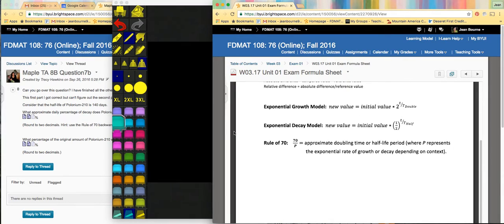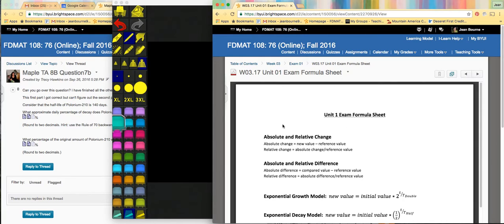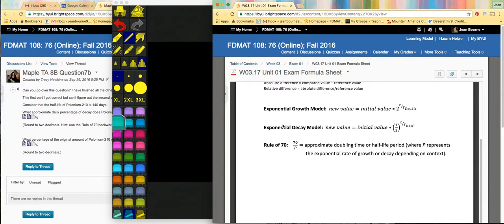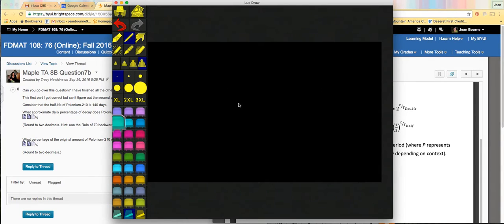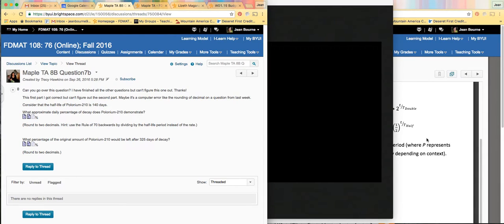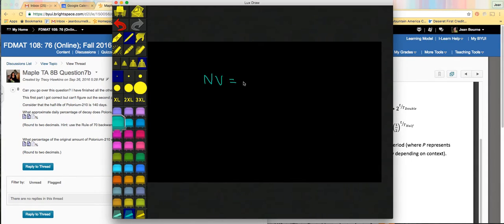For the second part, I'm going to use the exponential decay model formula. This is the exam formula sheet. It's got a lot of good stuff on it, so you'll want that for the test, but you can also use it for your homework. They're asking what percent of the original amount would be left after 325 days of decay. Since it's asking for a percent, our original amount is just going to be 1. It's not a specific amount. We can use it for any amount, but if I had 100% of that, or 1, then that would be it.